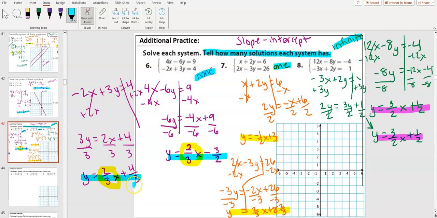All right, so here are your answers if you are solving them. So I rearranged all of my problems into slope-intercept form. On this guy right here, you can see that they have the same slope but different y-intercepts, so it's no solution. On number 7, we have completely different slopes and y-intercepts, so it's 1 solution. And on number 8, they end up being the identical same equation, so it is infinite.